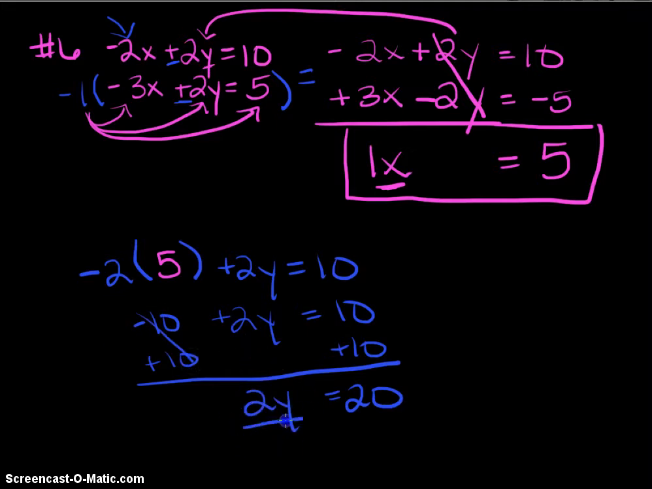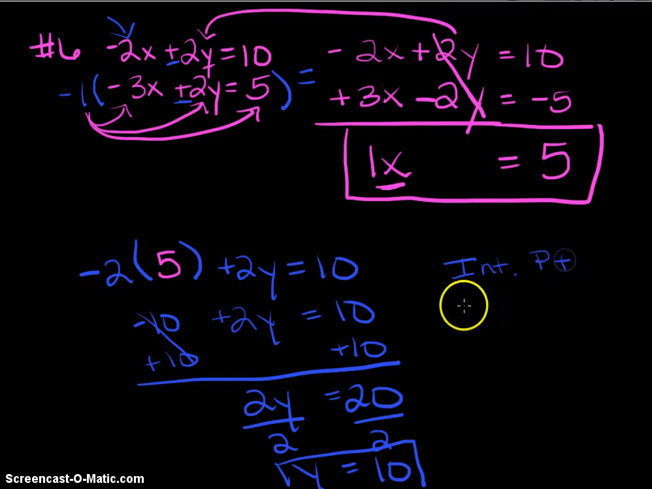And then this is multiplication. So to undo multiplication, I divide. And y equals 10. 20 divided by 2 is 10. So I've got my intersection point. All right, so the intersection point, and I'm going to abbreviate here, intersection point is 5, comma 10. And this is correct from the graph that we saw before.